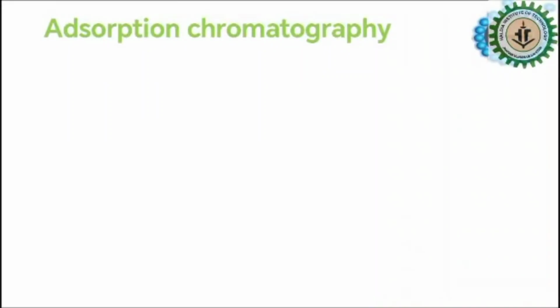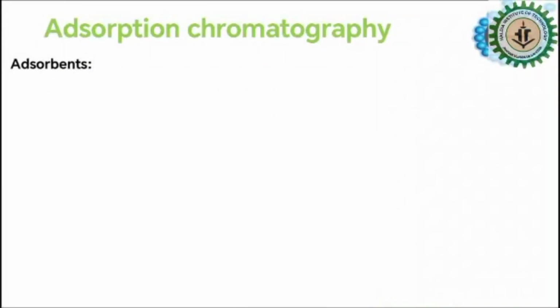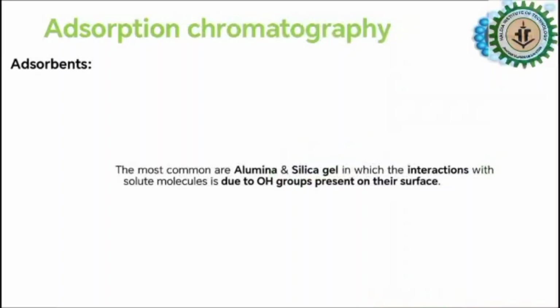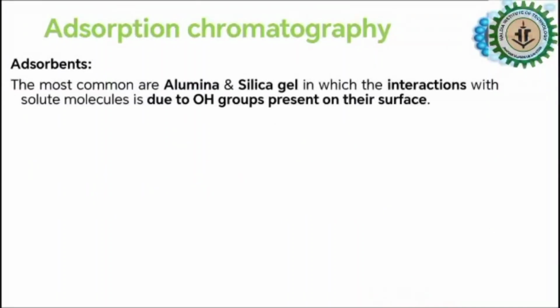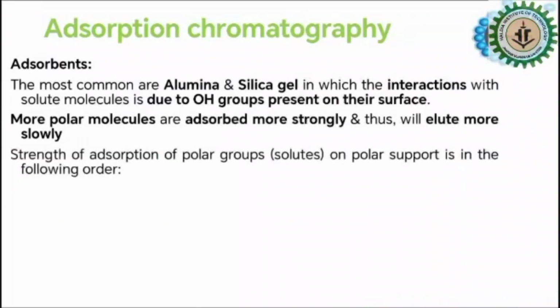Now the types of column chromatography. First is adsorption chromatography. Adsorption is different from absorption. Adsorbents are molecules which can attract a few other molecules just on the surface of themselves. The most common adsorbents are alumina and silica gel, in which the interaction with the solute molecule is due to OH groups present on their surface. So obviously more polar molecules are adsorbed more strongly and thus will elute more slowly.